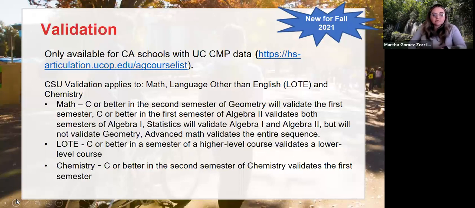Geometry will validate the first semester. A C or better in the first semester of Algebra 2 validates both semesters of Algebra 1. So it's kind of complicated. I'm sure your counselors do an amazing job explaining this to you. But don't worry if you mess up the first semester. If you do better in the second semester in math, language other than English, like your Spanish or French, and chemistry, the second semester validates for those classes. So don't trip, you'll get that credit.